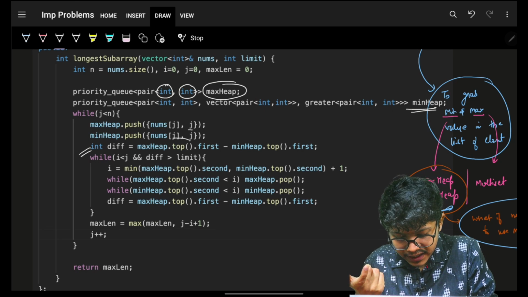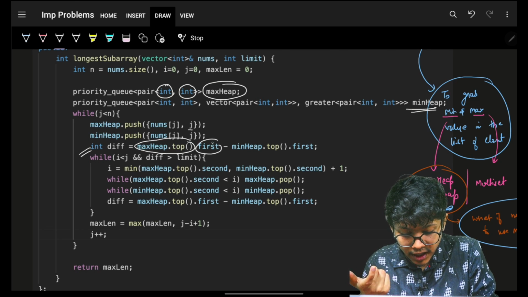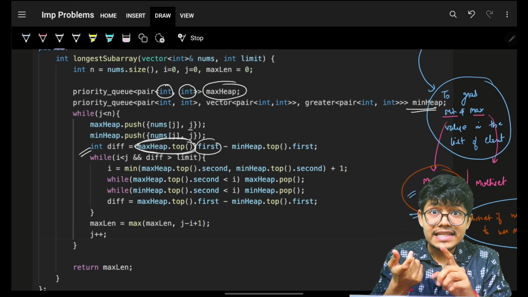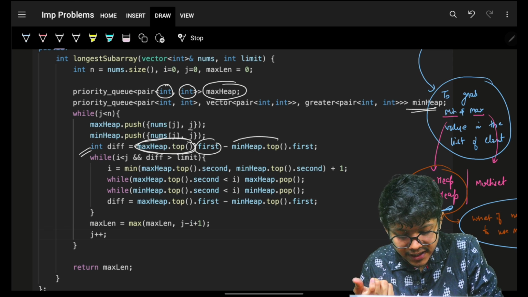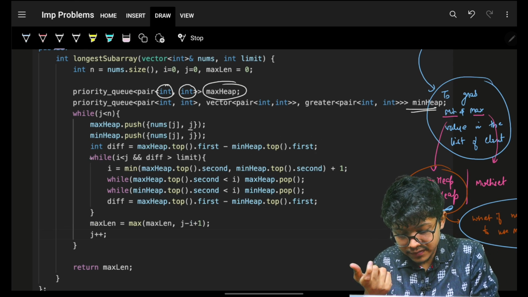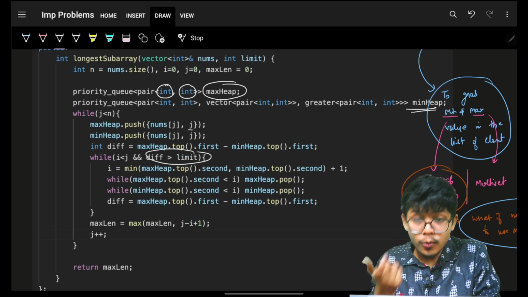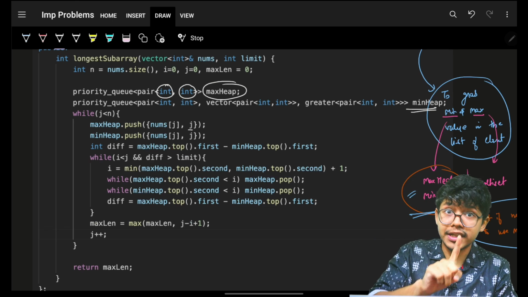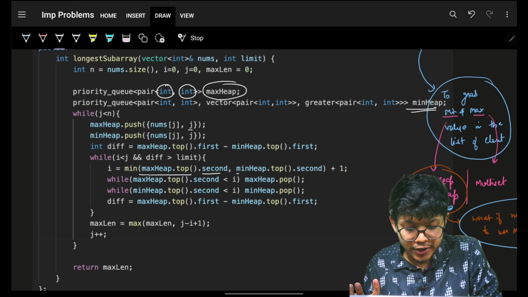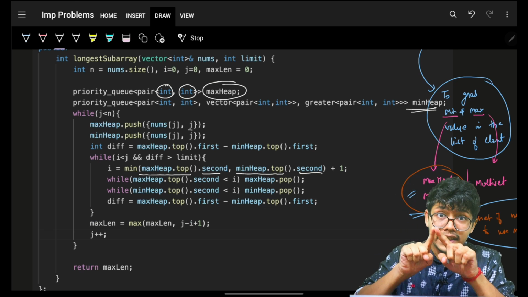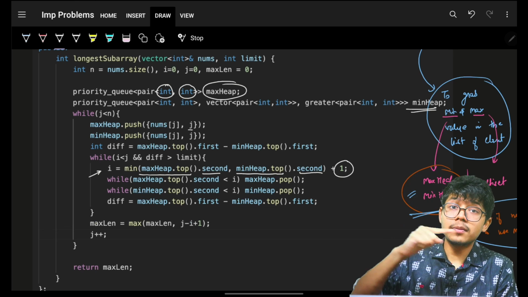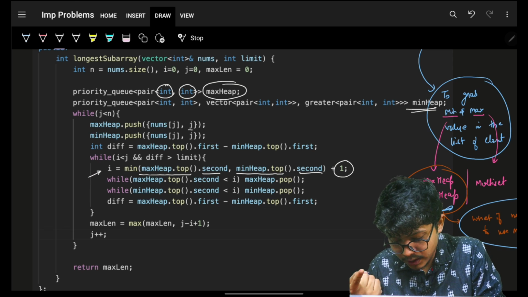Same way, I will find the diff. Diff is simply grab the max element. Again, this is the max heap top, and first contains the element itself, second contains the index of that element, and then grab the min element. Now when this diff is there, check if the diff is more than your limit, then you have to shrink it. But shrink it up till what point? Simply check your min heap top index, check your max heap top index, take the minimum index, and this plus 1 will become your new index i.